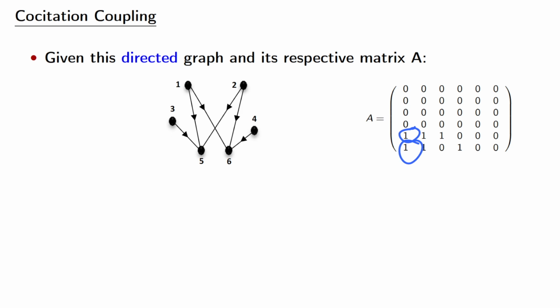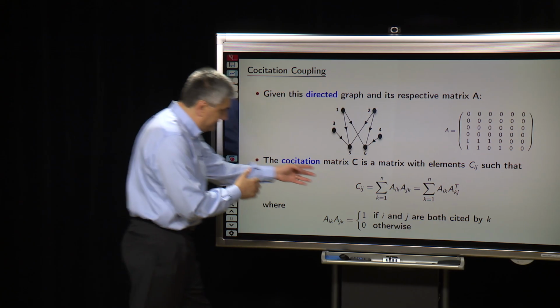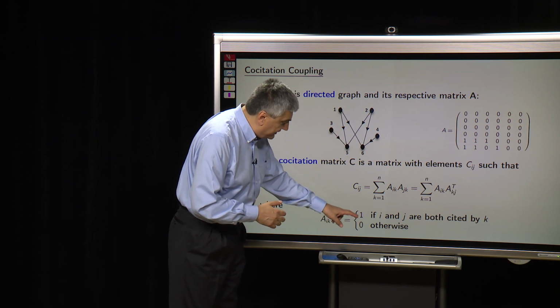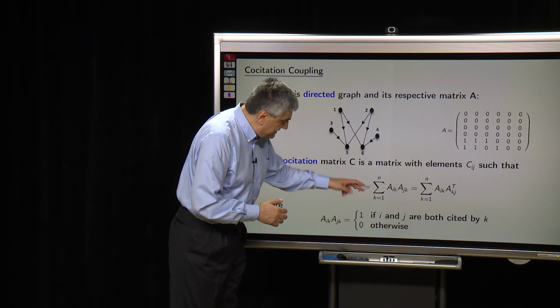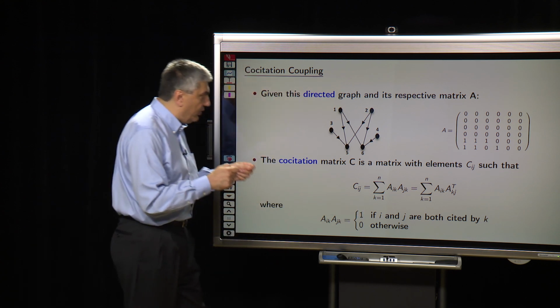And then this is the adjacency matrix of this particular digraph. What we will do is look at the cocitation matrix, and I'm going to define it as such, but let me describe what it is. This matrix is going to have ones if I and J are both cited by K.